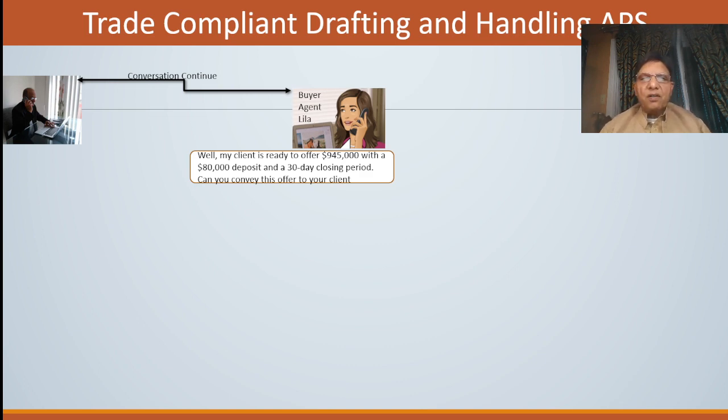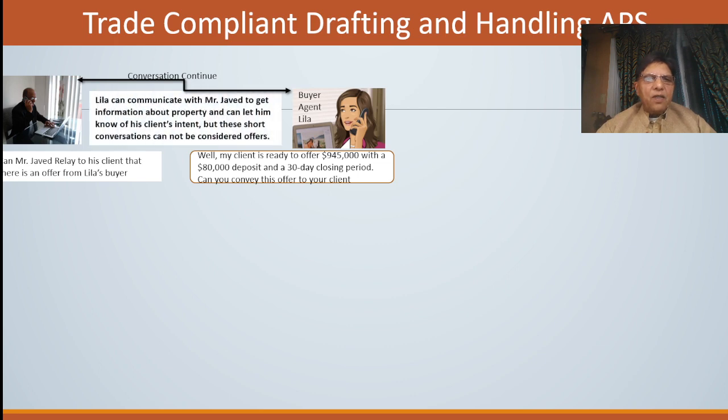This conversation which she is having with the listing agent, in this case Mr. Javed, is not really an offer, and she is asking Mr. Javed to convey that to his client. So let's see what Mr. Javed answers. Now, can he relay to his client that there is an offer? No, he cannot. This is just a communication Laila is having with Mr. Javed to get information about the property and let him know of her client's intent. But these short conversations are not considered to be an offer. So Mr. Javed cannot convey this offer. So that is the one scenario.